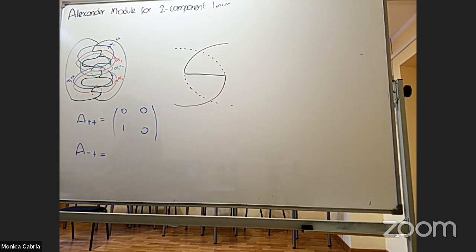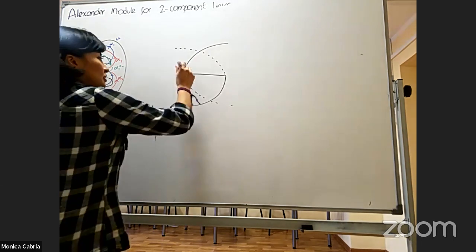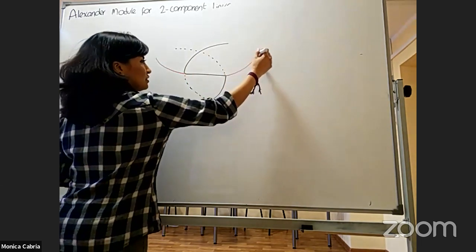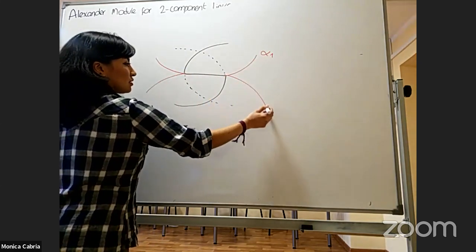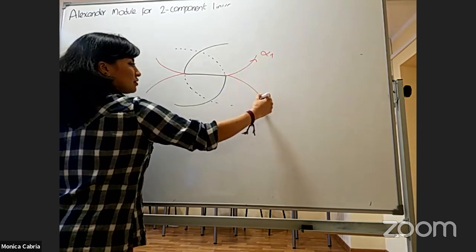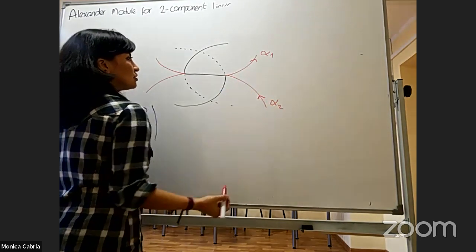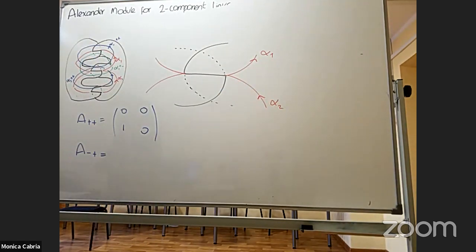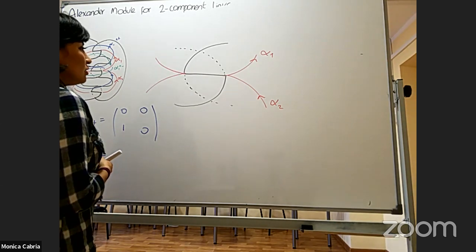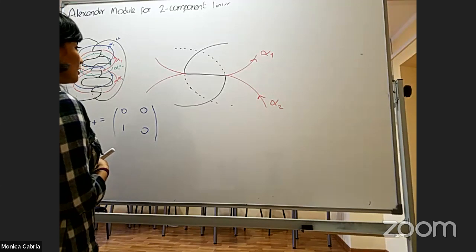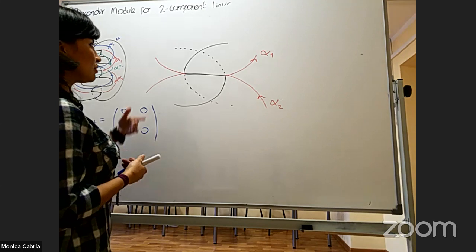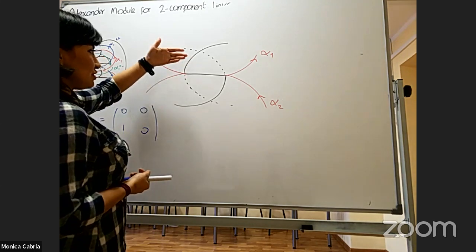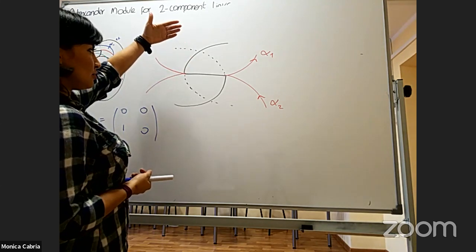So this is going to be a piece of alpha one. Here is alpha two. And if I, okay, let's see. Alpha one plus plus with alpha two. It is shifted here and above.